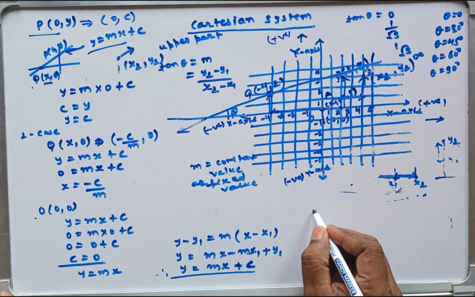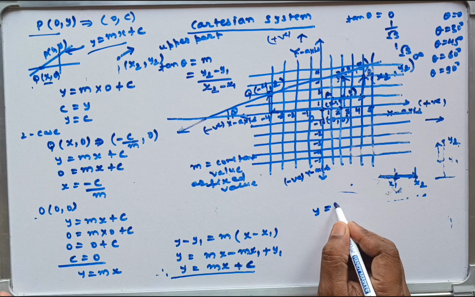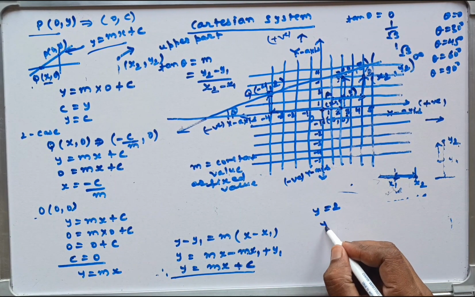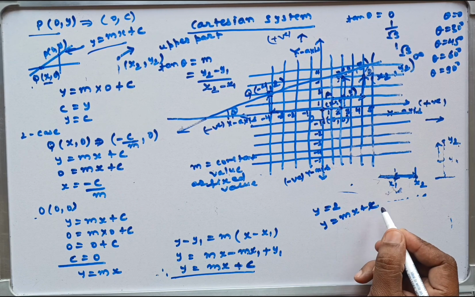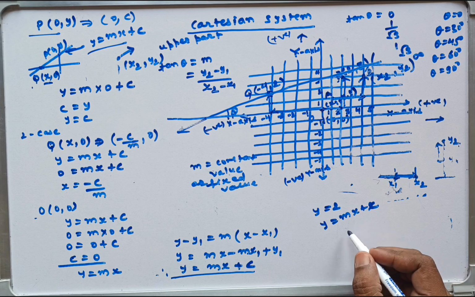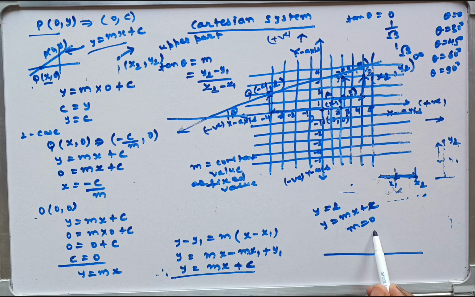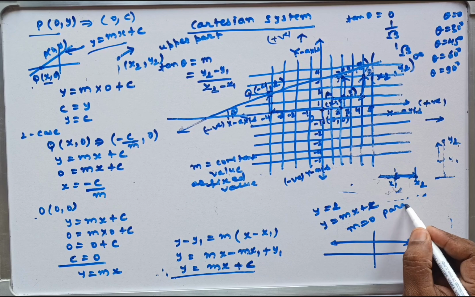Okay guys, some important facts here. See, if y equal to 2, and if we correlate this with y equal to mx plus c, then this will only come when m equal to 0, meaning the slope is 0. So at that time, the line is parallel to the x axis.